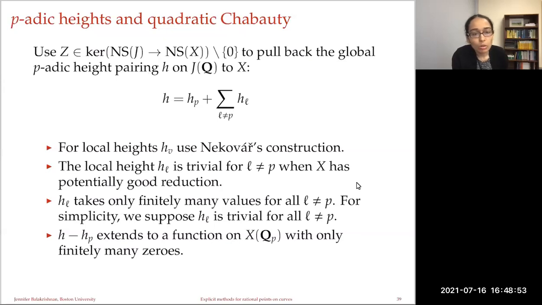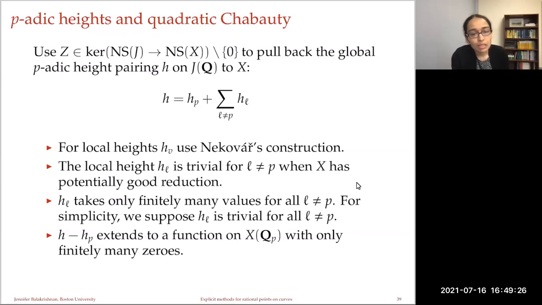In general, the local heights away from p take on finitely many values. But for simplicity, we're going to assume that these local heights are trivial for all primes away from our working prime p. And this is the case for a number of interesting modular curves. So there still are things that we can do with this. But in any case, it should be possible, thanks to the work of Alex Betts and Netan Dogra, to extend this to cases where these local heights are not trivial away from p.